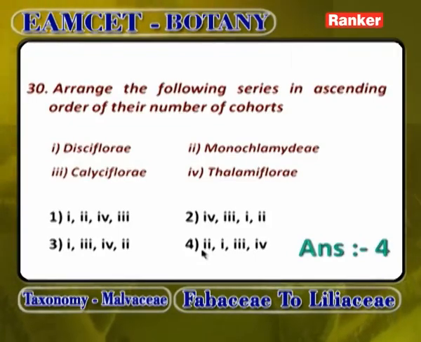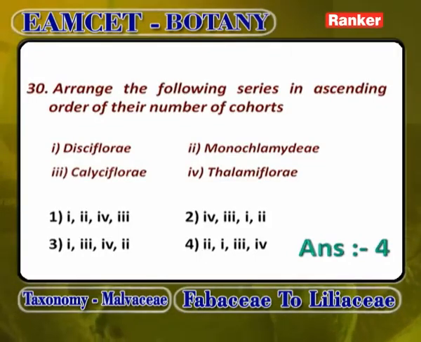Why 2? Monochlamydeae has 0 cohorts. Why 1? Disciflorae has 4 cohorts. Then 3, Calyciflorae has 5 cohorts and Thalamiflorae has 6 cohorts. So the ascending order: Monochlamydeae, Disciflorae, Calyciflorae and Thalamiflorae.